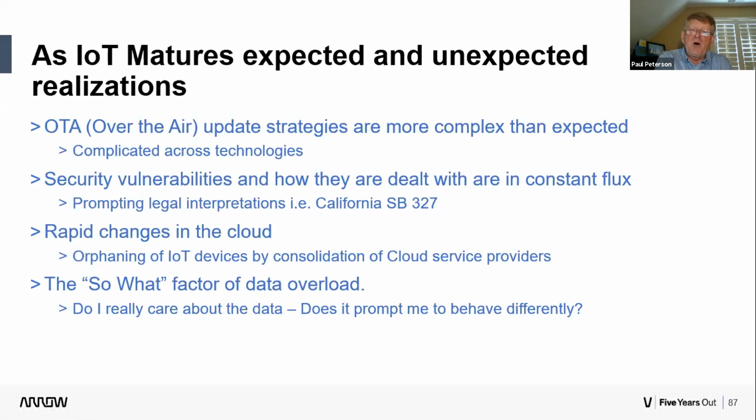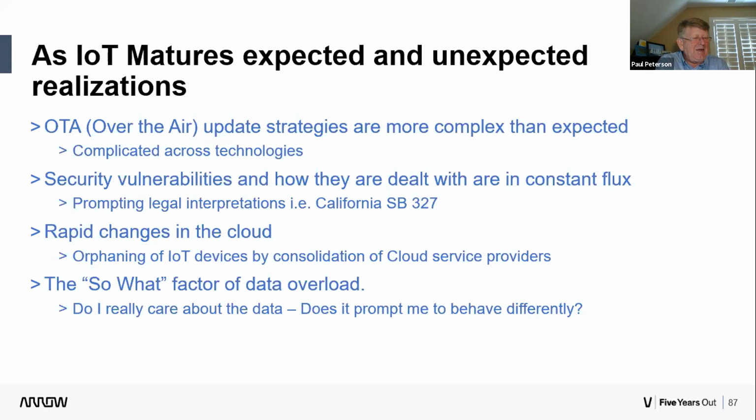Rapid changes in the cloud. We're seeing a lot of consolidation between cloud service providers. And we've actually seen instances where people have made a choice on cloud service provider that later becomes orphaned, if you will. Their cloud service provider is absorbed by someone else, and their service, their IP address goes away. These are things that, long-term, if you're thinking about a product that's going to be in the field for, say, 10 years, you have to be aware of.